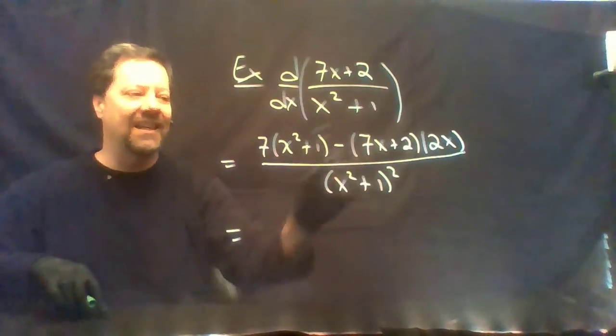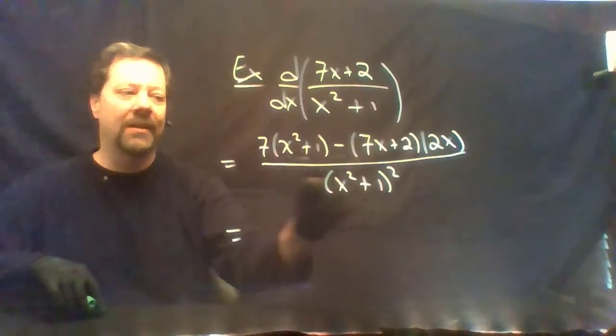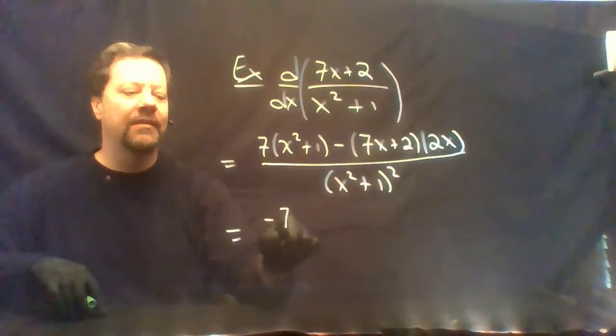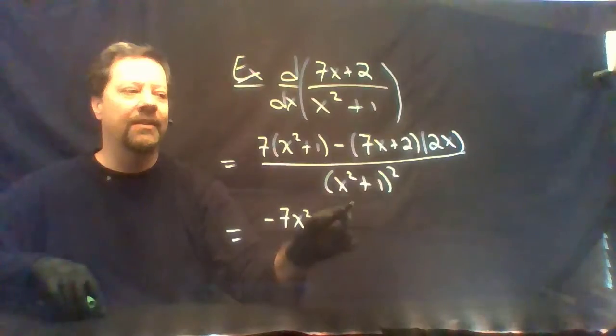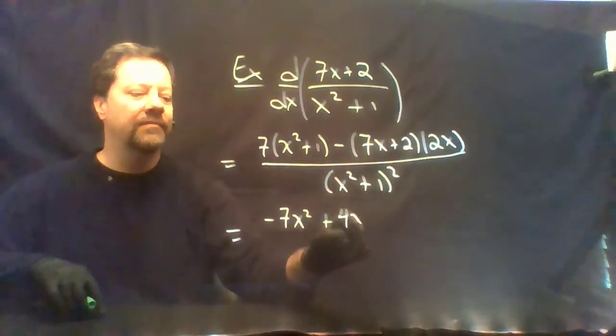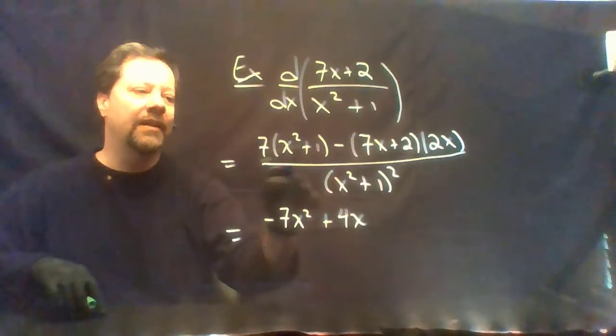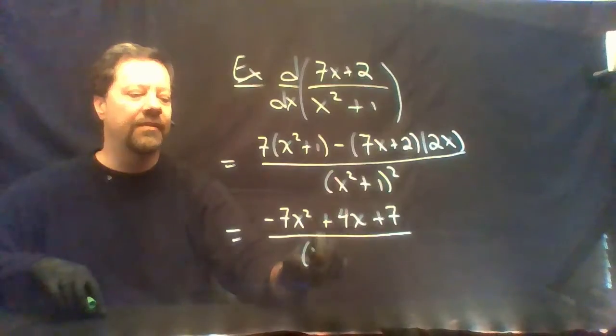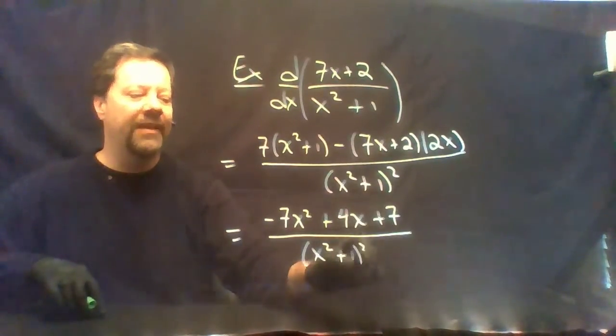It's easy as that. You can see that we'll get a 7x squared. We also get a minus 14x squared. So that's a negative 7x squared. We'll get a plus 4x. And then we'll get plus 7. Still over the denominator squared.